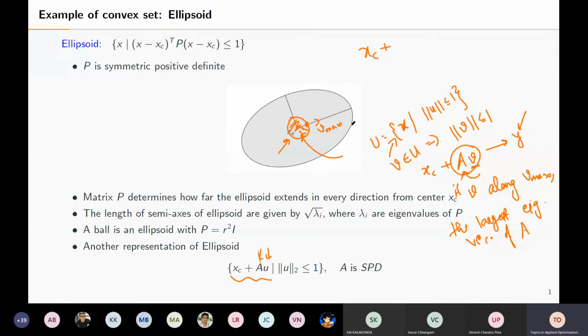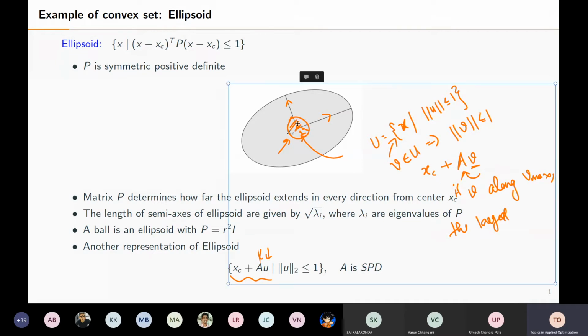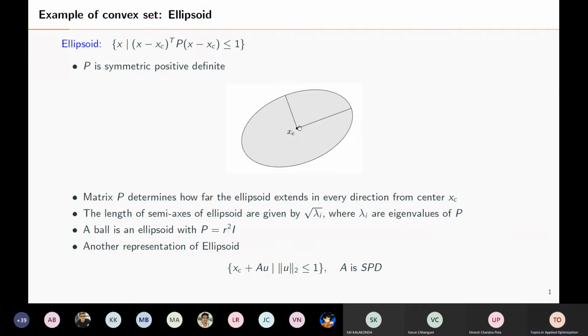So I want to see what are the other scenarios, right? There are cases where you get aligned along the eigenvector, but there are also cases where you can point in this direction, right? So let me clear this.